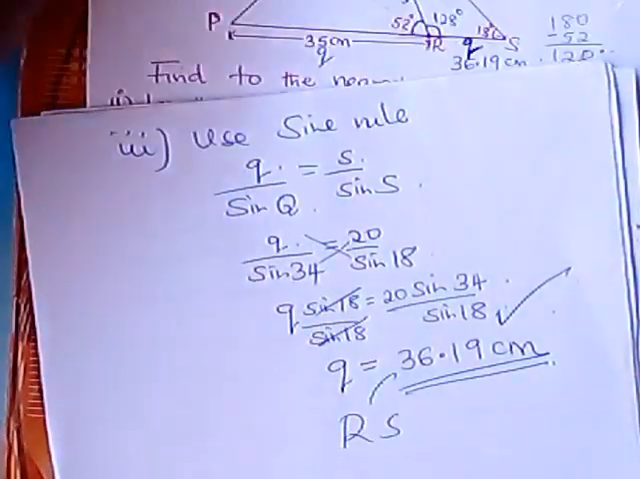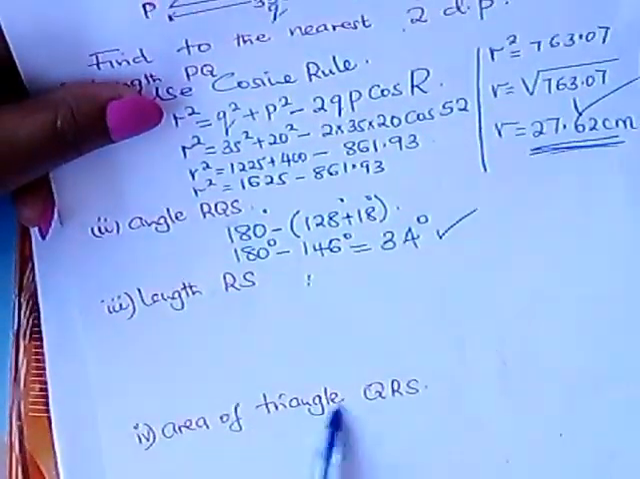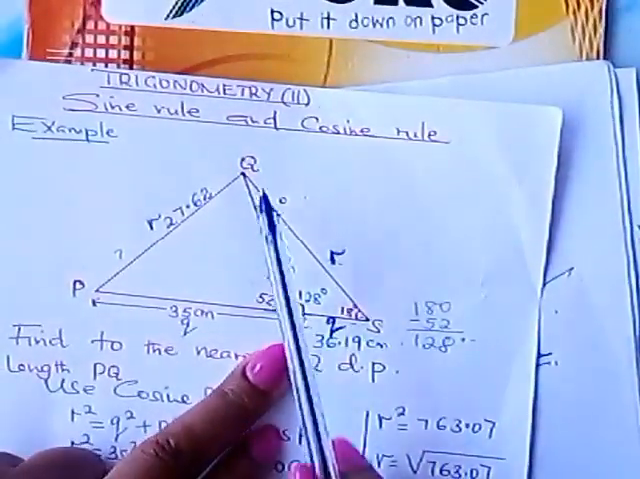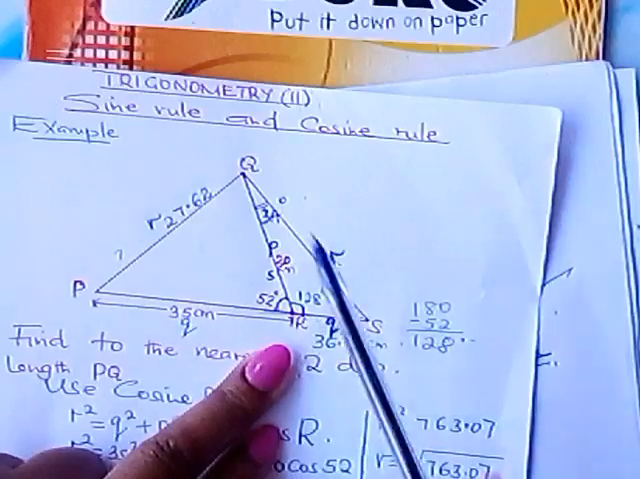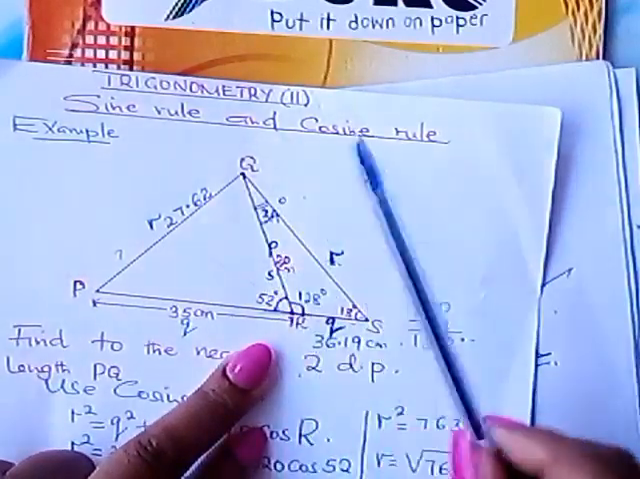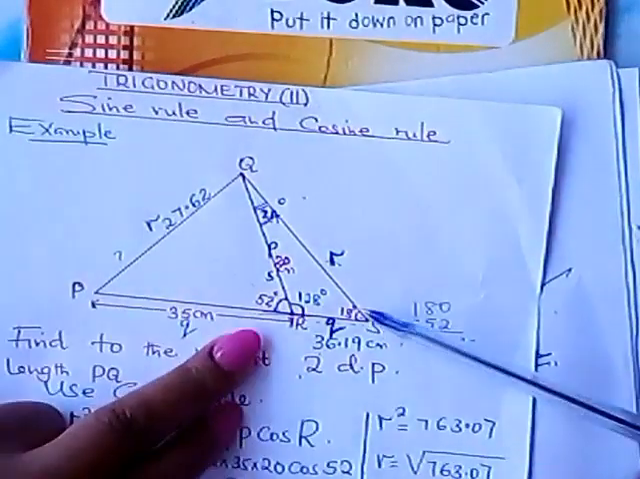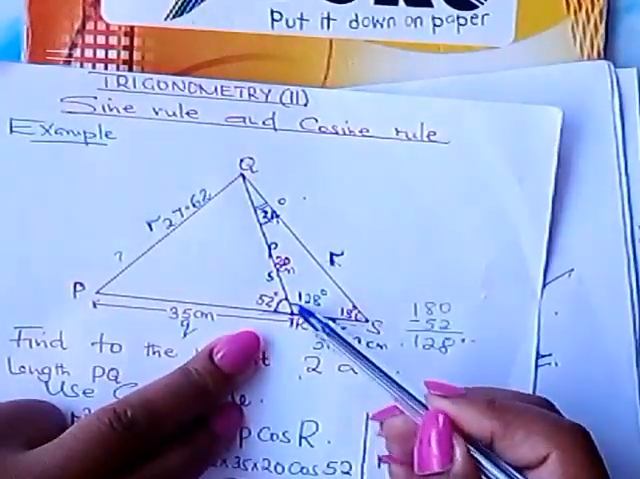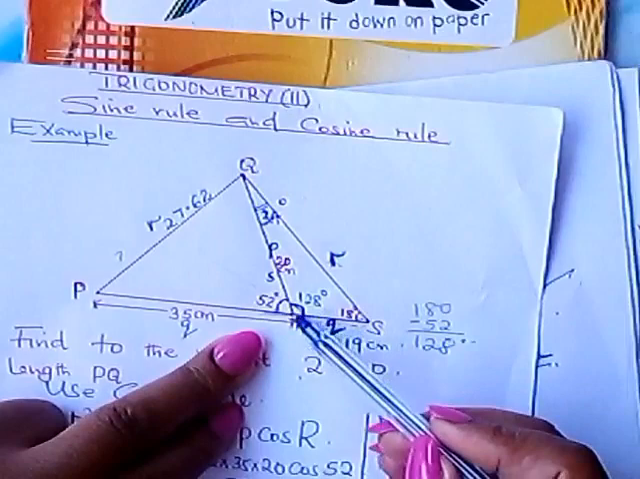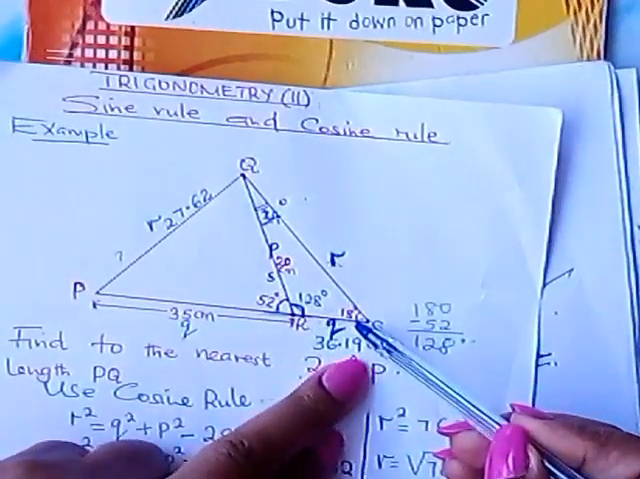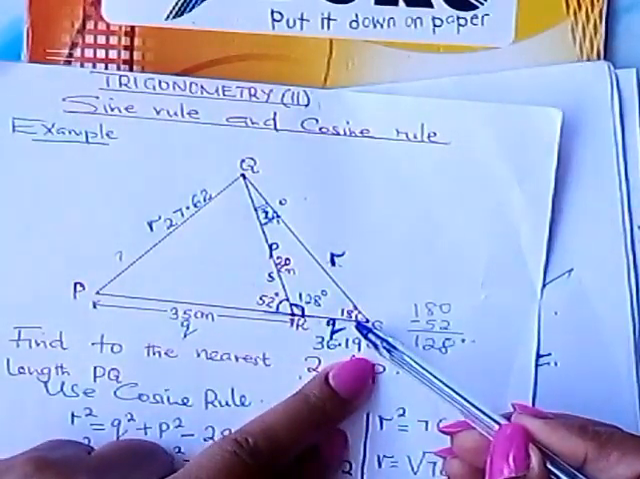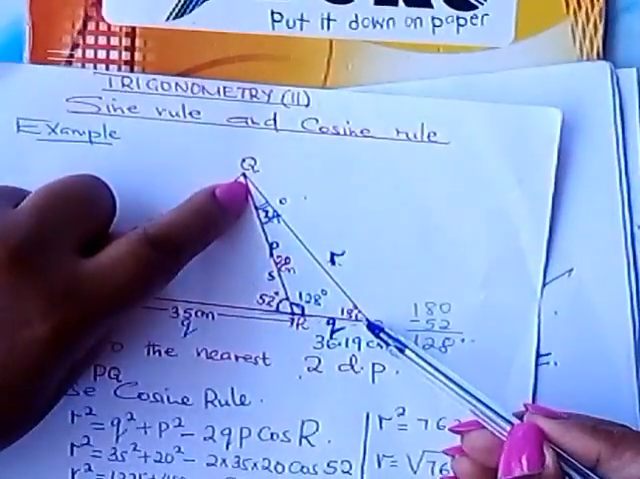We go to part 4, learner. Part 4, what are we asked? Find the area of triangle QRS. This small triangle on this side. How can we find it? We have an angle here, 128, learner. We have this side, which is 36.16. We have got it. And we also have this other side.